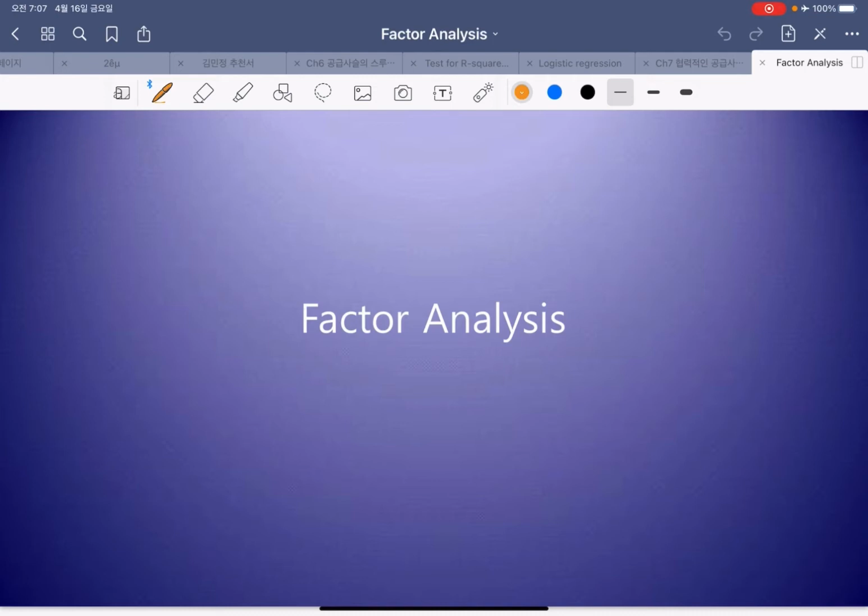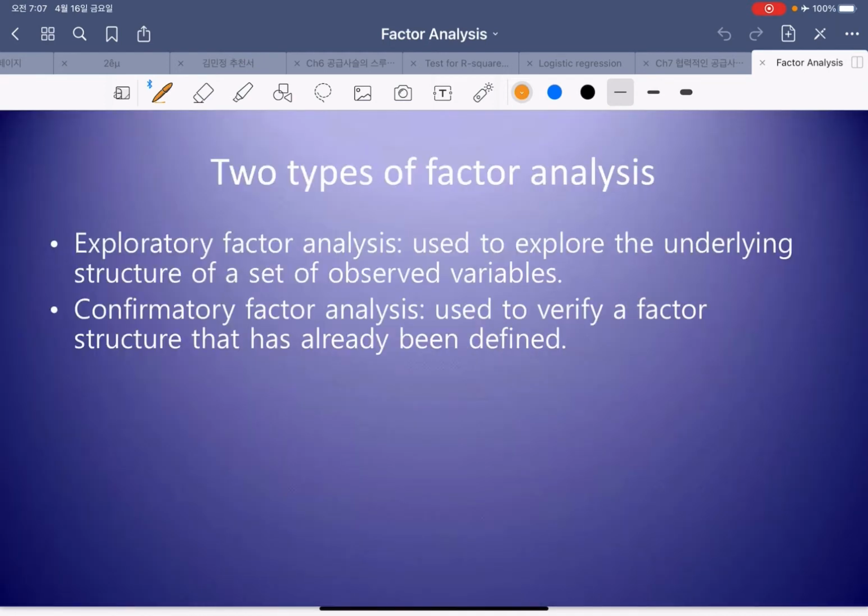Today we are going to study a technique called factor analysis. Basically, there are two types of factor analysis. One is called exploratory factor analysis, and the other one is called confirmatory factor analysis. Today we are going to focus on exploratory factor analysis, and next time we are going to study confirmatory factor analysis, right?